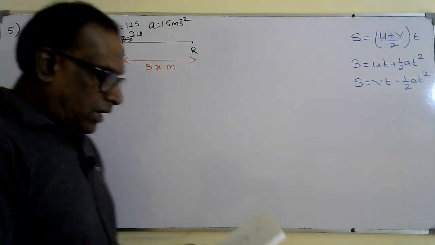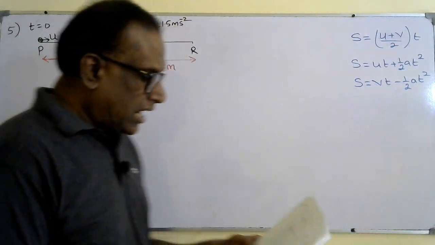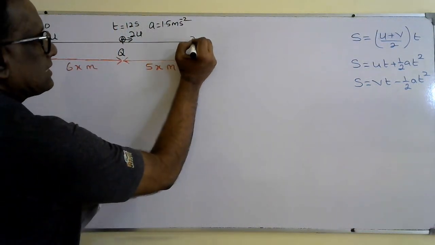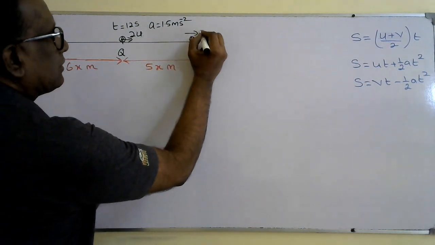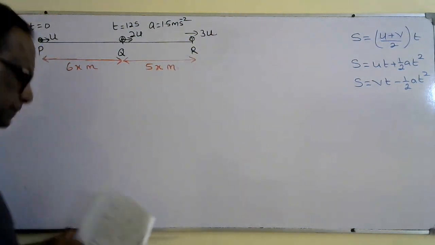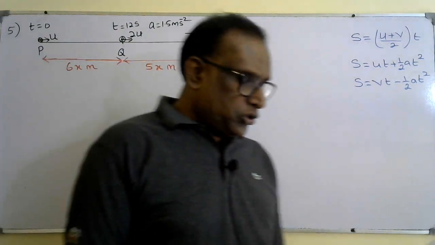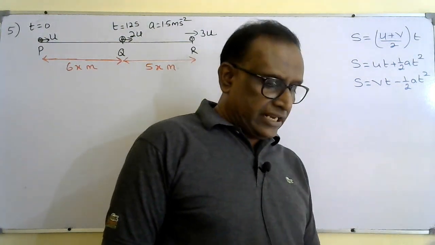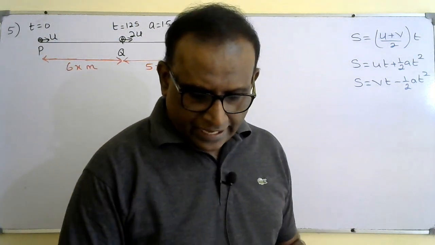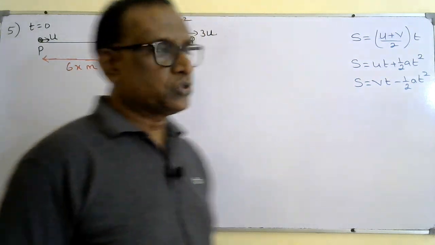And it passes R with a velocity. So when it reaches R, the velocity becomes 3u. Okay, the speed becomes 3u. Using the model, find the value of u. So here also we can do different methods. Two methods I'll show.